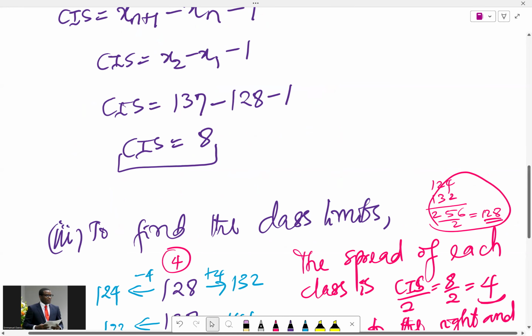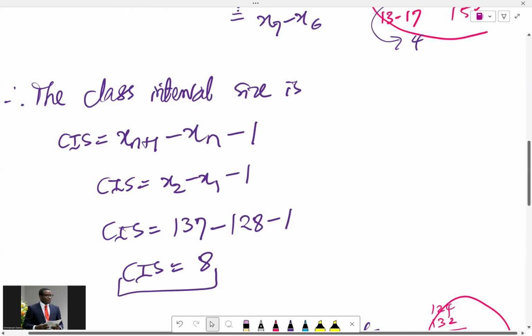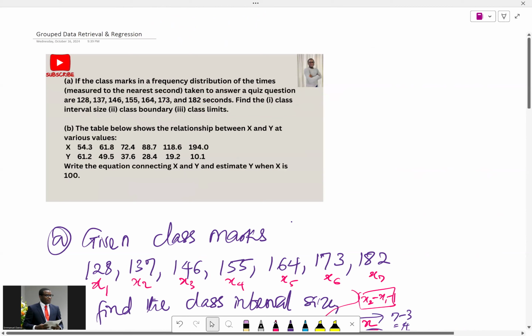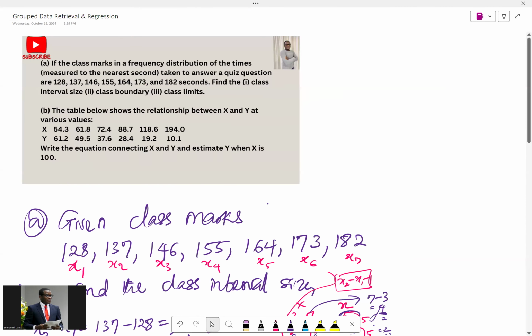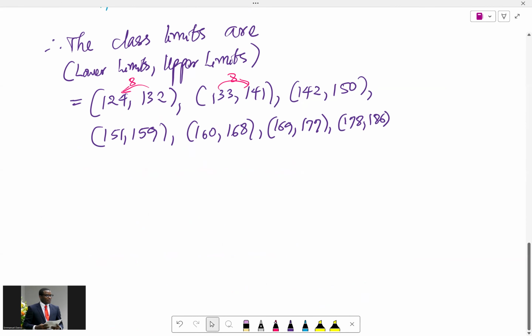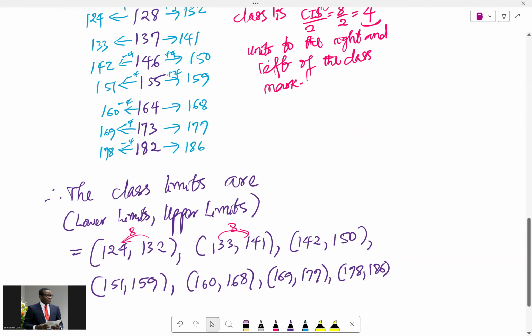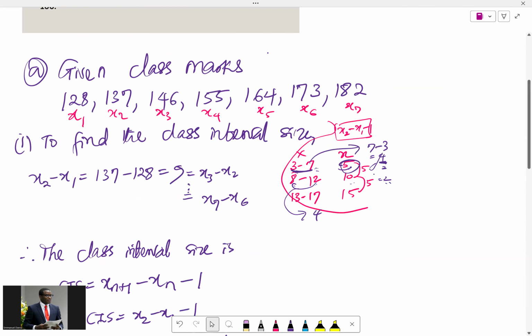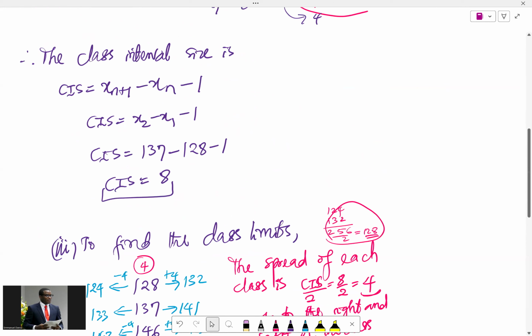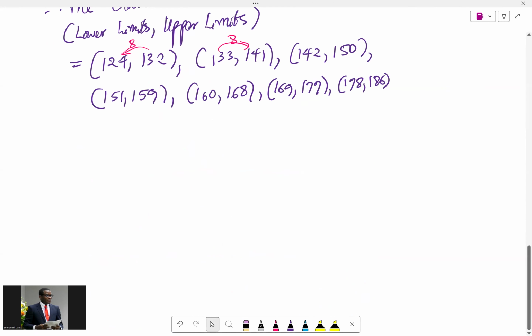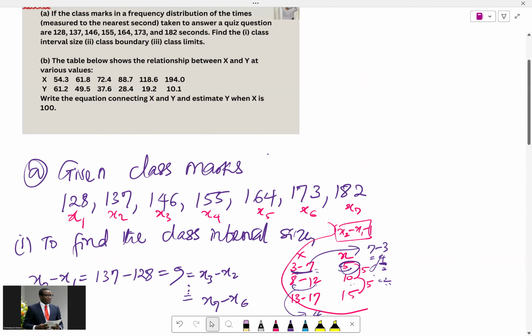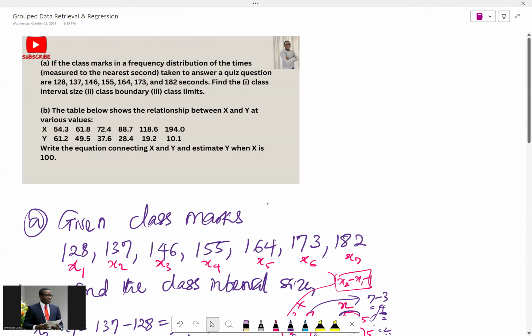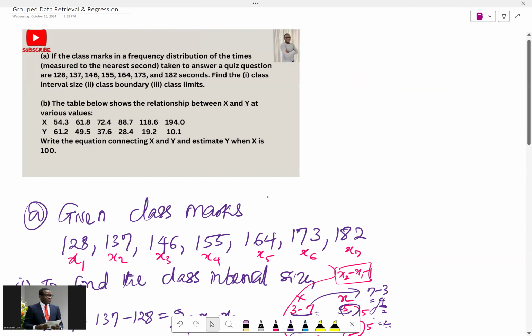Okay. So with this, that's why I call this group data retrieval and regression. We have retrieved the original grouped data from which the class marks were derived. So now we can get the boundary, right? The second part, which I skipped to get here, because you can't get boundaries without limits. That's why I had to skip that first. So I'm going back to 2 now.